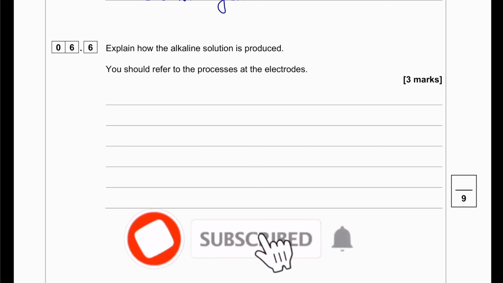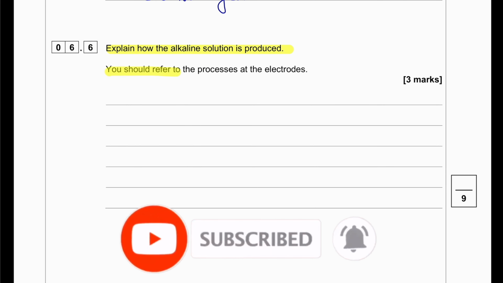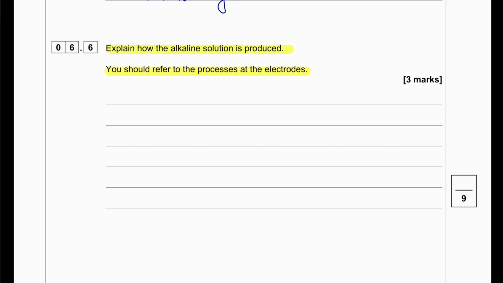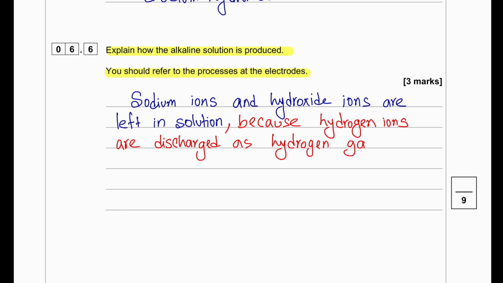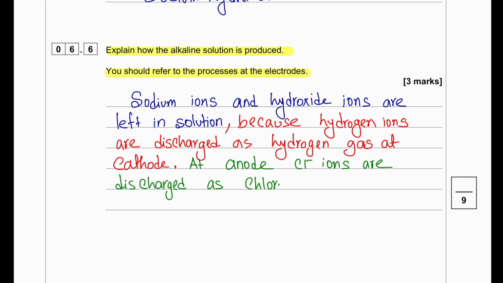Explain how the alkaline solution is produced. You should refer to the processes at the electrodes. Because they have asked us to mention the processes at the electrodes, we will talk about what ions are left in the solution. So sodium ions and hydroxide ions are left in solution, because hydrogen ions are discharged as hydrogen gas at the cathode, and at the anode, the chloride ions are discharged as chlorine gas. Basically, the hydrogen ions get reduced. They gain electrons and then become hydrogen gas. The chloride ions lose electrons, so they get oxidized, and then turn into Cl2 gas. Both of these gases are diatomic, by the way.